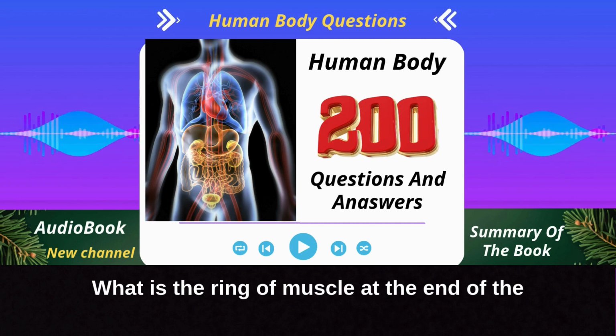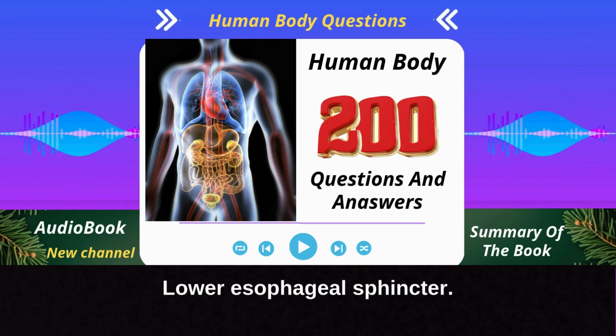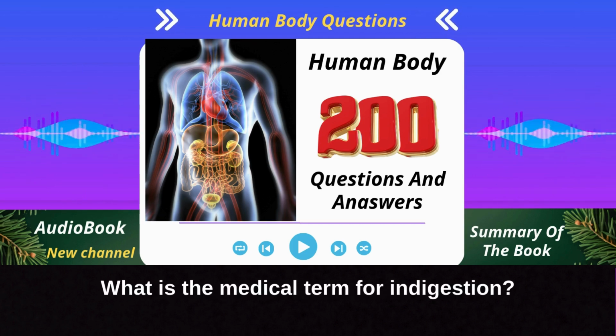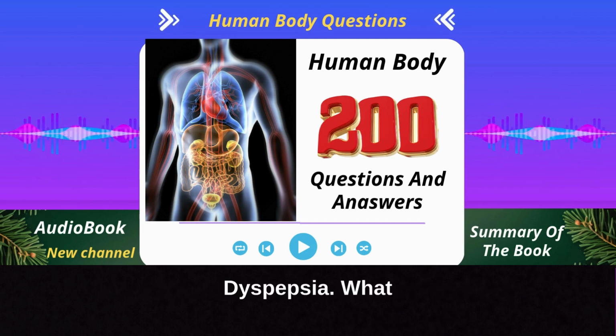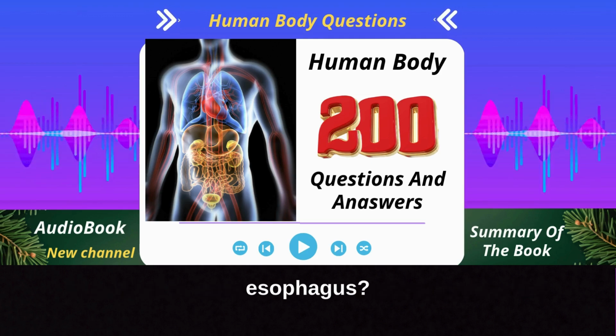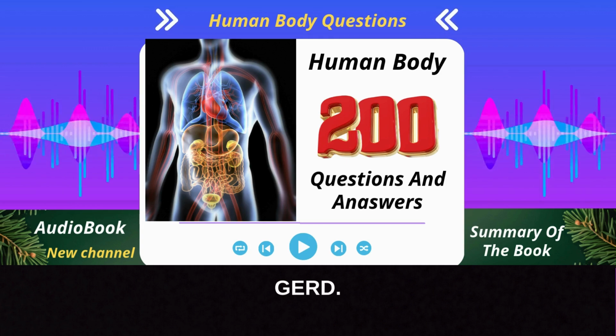What is the ring of muscle at the end of the esophagus called? Lower esophageal sphincter. What is the medical term for indigestion? Dyspepsia. What condition is caused by acid backing up into the esophagus? Gastroesophageal reflux disease, GERD.